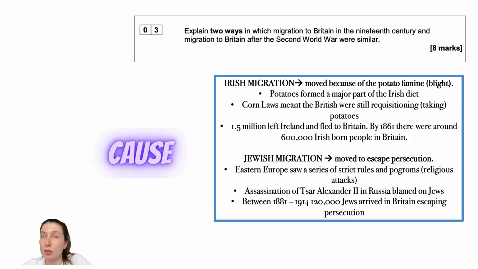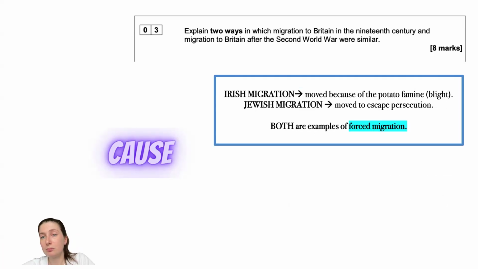Now, for this course, you might want to think explicitly when you think about movement and migration about whether people are being forced to leave or whether people are choosing to go. Are they being pushed out or are they being pulled in? And I can immediately see in both of these cases, these are people being forced to leave because of different but similar reasons. Both of these are forced migration.